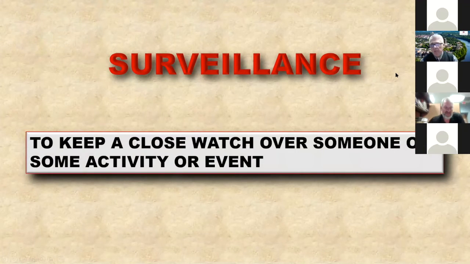Another important aspect, I think, of unmanned aerial systems would be surveillance. Now, obviously understand that as I talk about these, there's a lot of overlap between these basic types of UAS activity, but as it says, keep a close watch over someone or some activity, some event.